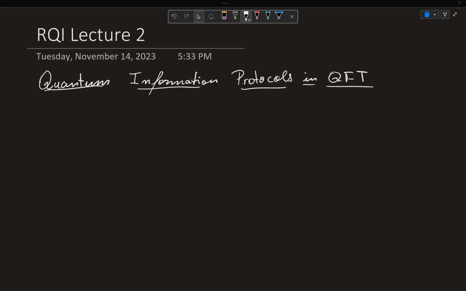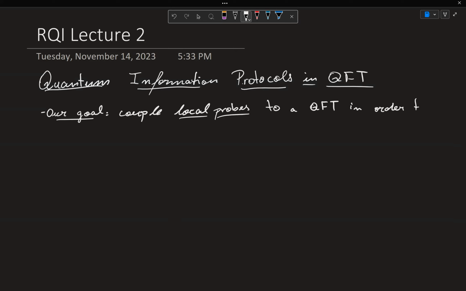So let's remember that this is an RQY course technically that I decided to title as Quantum Information Protocols in QFT. Our goal is still the same. Our goal is to couple local probes to QFT in order to implement the quantum information protocols.